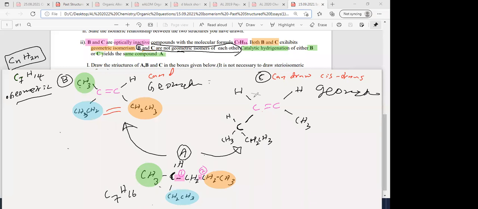Here below the plane the groups are equal. Here above the plane groups are equal. That's why this also you can draw cis and trans. Sometimes they will ask in upcoming papers like that: if you draw cis and trans for each of B and C, how many structures can you draw? How many isomers, if you consider cis trans also for each B and C? You can draw cis trans separately for B and for C, then how many structures would you get?